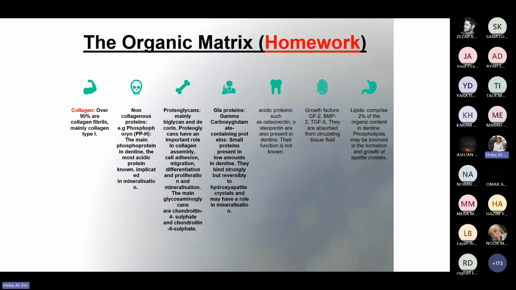The organic matrix, it's composed of a lot of structures, mainly collagen. 90% of it is collagen. Other components are non-collagenous proteins, proteoglycans, GLA proteins, acidic proteins, growth factors, and lipids. All of these structures are more related to biochemistry and cytology, and that's why we are not going to discuss them here because they are a little bit far away from histology as a material. So you have to go back to the book and read. It's a homework for you. You have to read about the organic matrix, and of course, it is needed in or asked about in the exam.